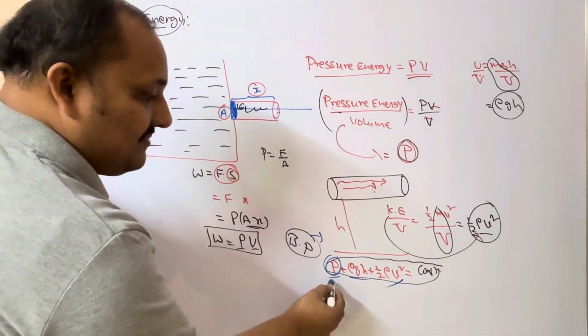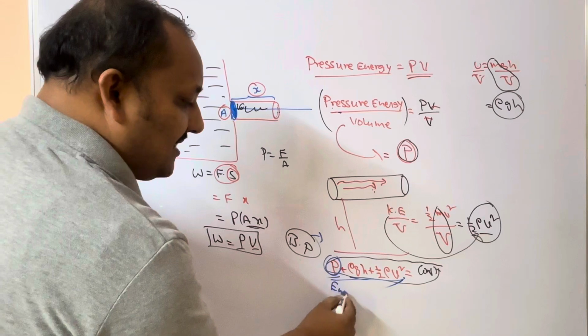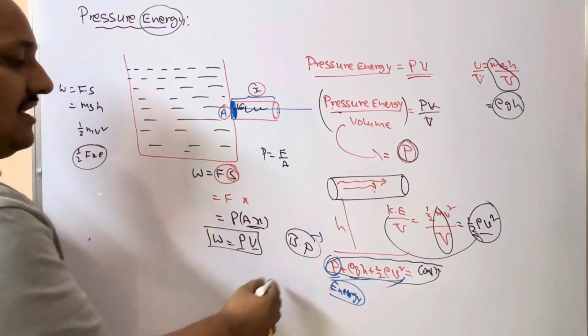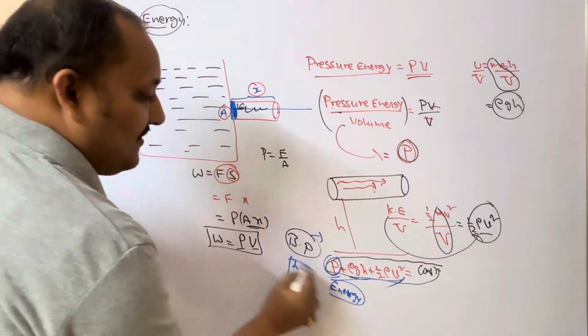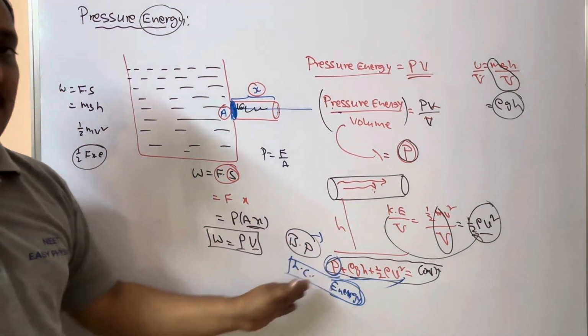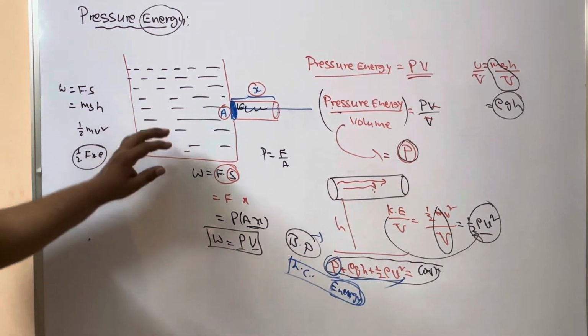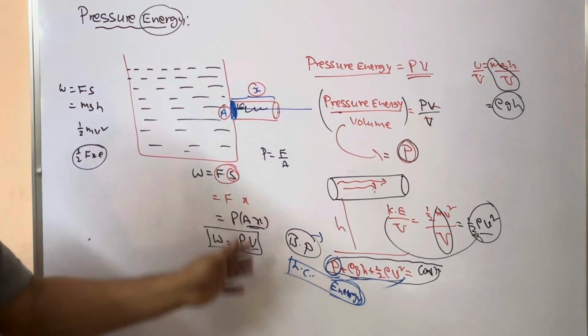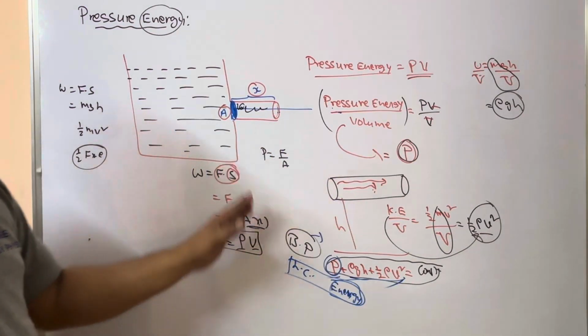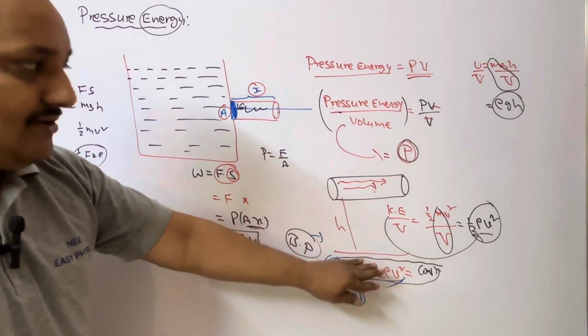Now what is the significance? All these are energies: pressure energy, potential energy, kinetic energy. Therefore, the significance of Bernoulli's principle is the law of conservation of energy. What is the significance of the equation of continuity? The law of conservation of mass. So this is the important introduction for Bernoulli's principle.